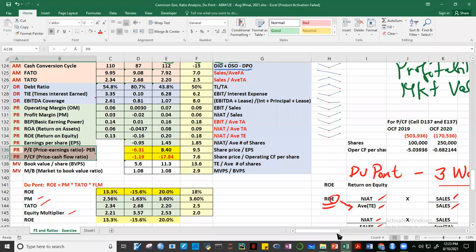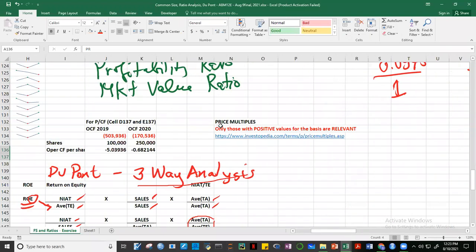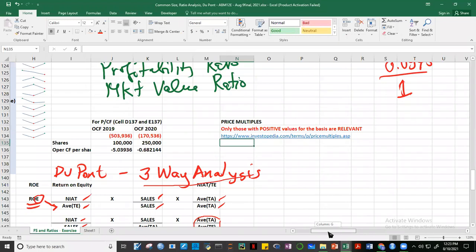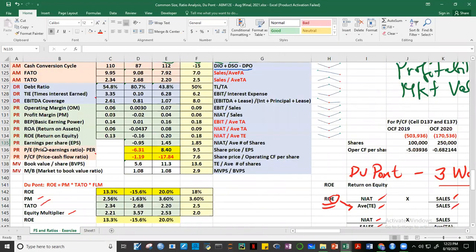All right, then we have these two profitability ratios, ang tawag sa kanila guys ay price multiples. Okay, so that's a note here, only those with positive values for the basis are relevant. So I placed here a site for you to read more on price multiples. So I leave this to you to read kasi maraming klaseng price multiples. Dalawa lang yung kino-compare natin dito. So una-una guys, yung mga price multiples na to, relevant lang siya kung positive, no? Nevertheless guys, i-compute natin siya, tapos i-interpret natin siya as if na positive siya para maintindihan lang natin.